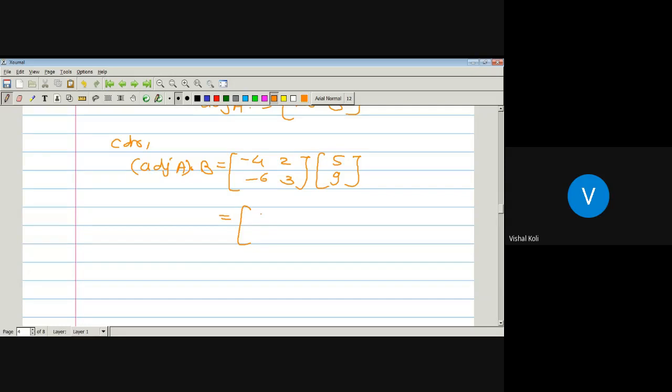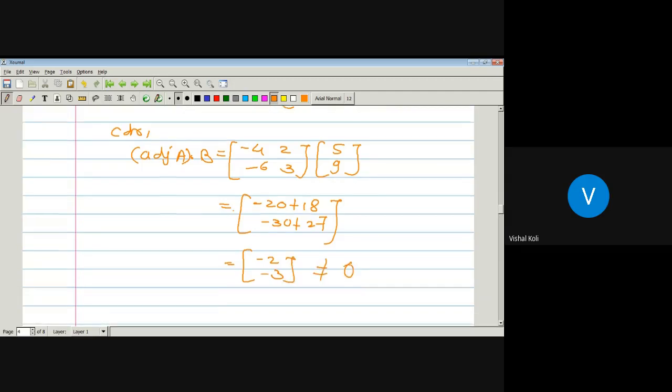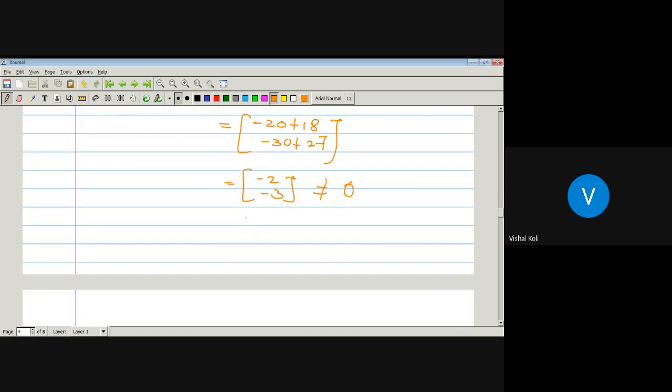Minus 4 into 5, minus 20, plus 9 into 2, 18. Minus 6 into 5, minus 30, plus 27. And which is equal to minus 20 plus 18, minus 2, minus 30 plus 27, minus 3. And this one is not equal to our null matrix. So adjoint of A into B is not a null matrix. It means the given system of linear equations has no solution.